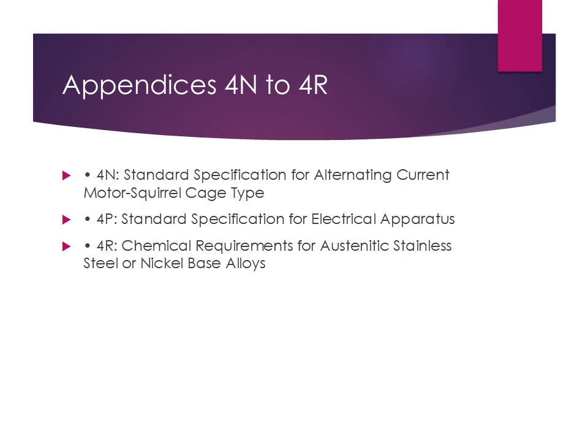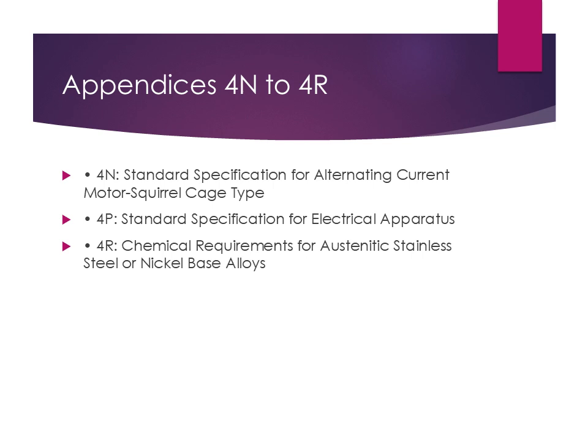Appendix 4N provides the standard specification for alternating current motor squirrel cage type. This appendix outlines the requirements for this specific type of motor. Next is Appendix 4P, which covers the standard specification for electrical apparatus. This appendix ensures that electrical equipment meets the required specifications.